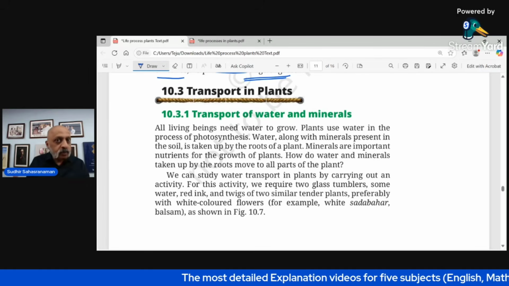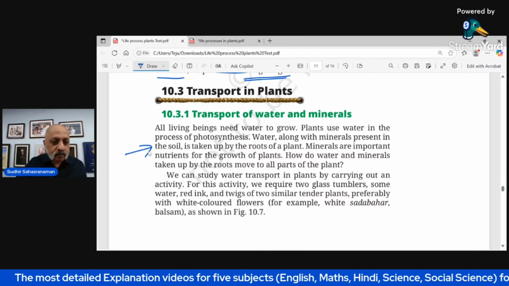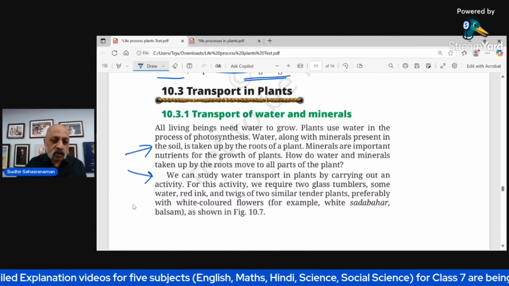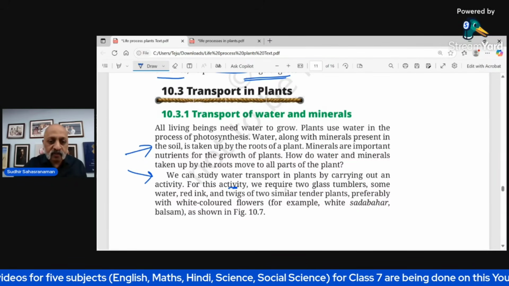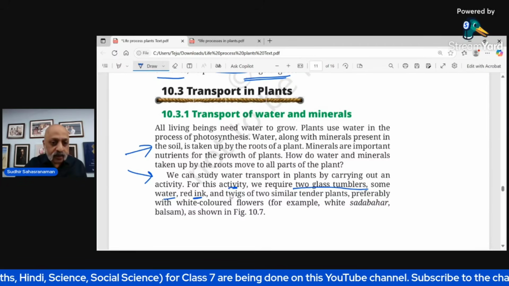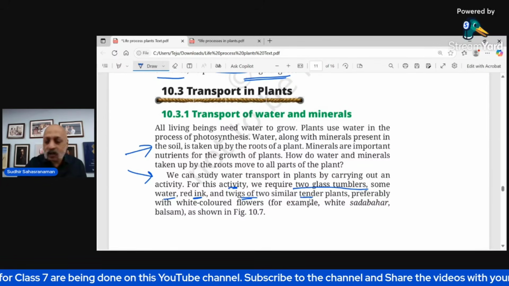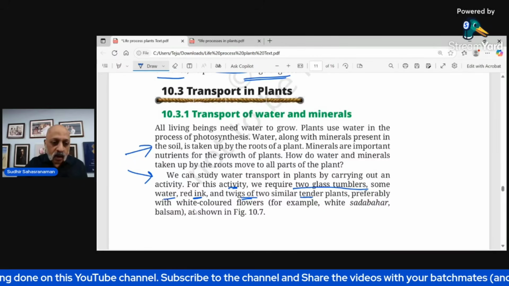Now, all living beings obviously need water to grow. Plants, all this we have studied. Okay. Now, how does the water transport take place? For this activity, we require 2 glass tumblers, some water, red ink, and twigs, that is, tahini, of 2 similar tender plants like this money plant with white color.